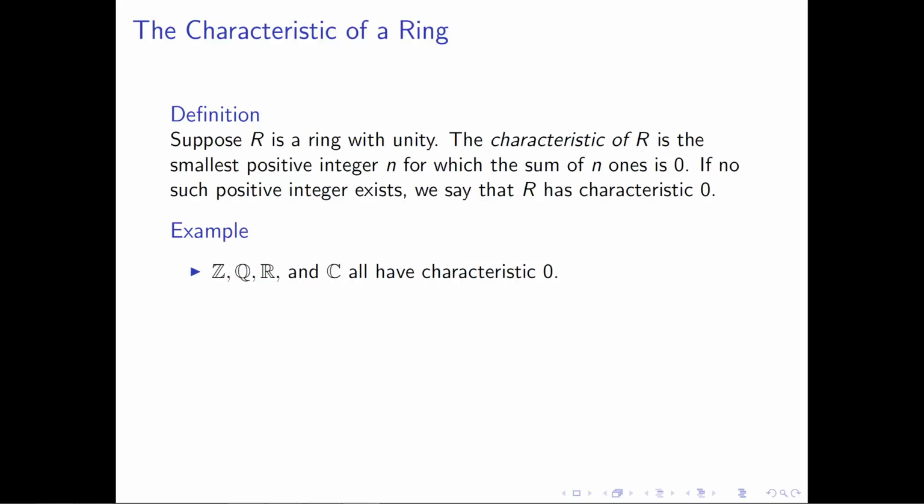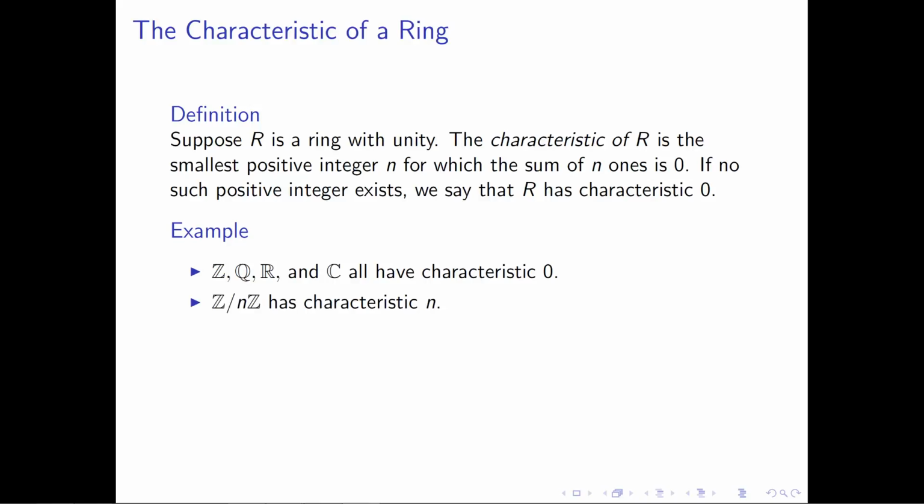So to start out with some examples, the integers, rational numbers, real numbers, and complex numbers are all rings. They all have a unity, which is the number 1. And each of these rings has characteristic 0, because no matter how many times you take the number 1 and add it to itself, you're never going to get back to 0. You're just going to get numbers bigger and bigger and bigger. So this is an example of the case where no such positive integer exists, and all of these rings have characteristic 0.